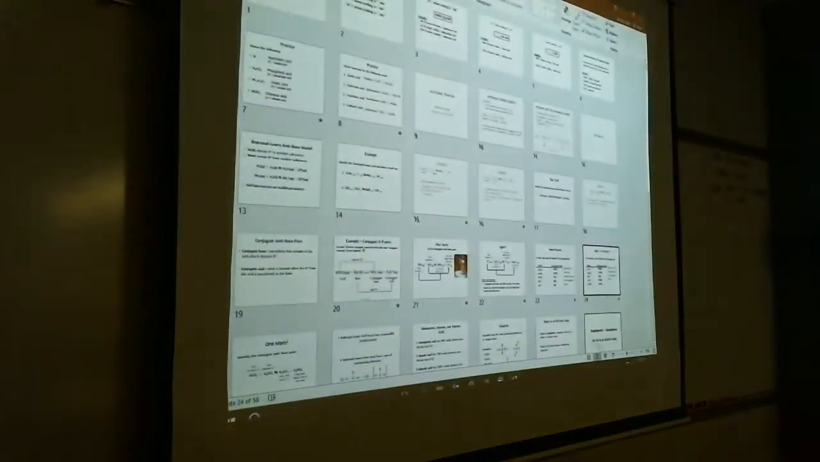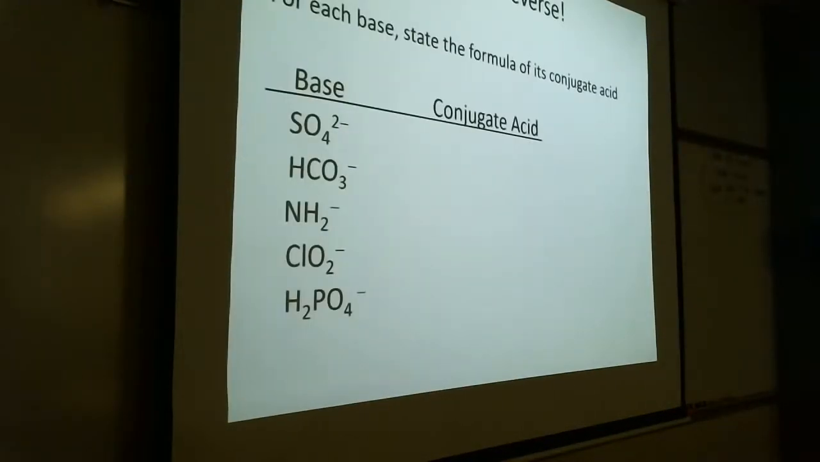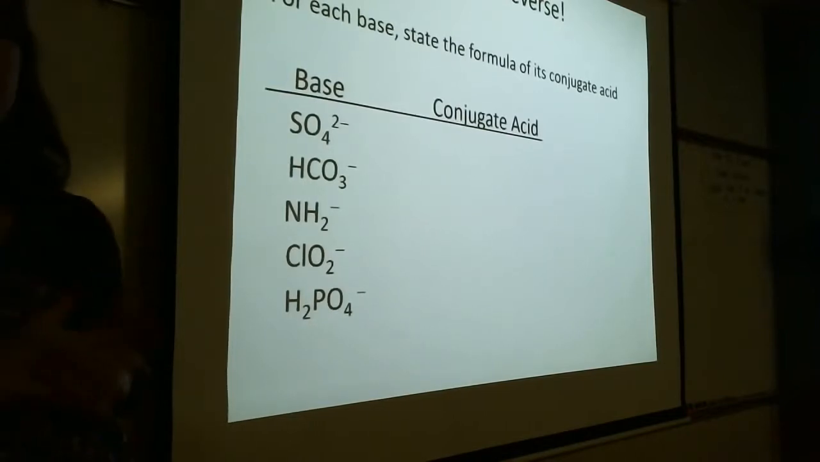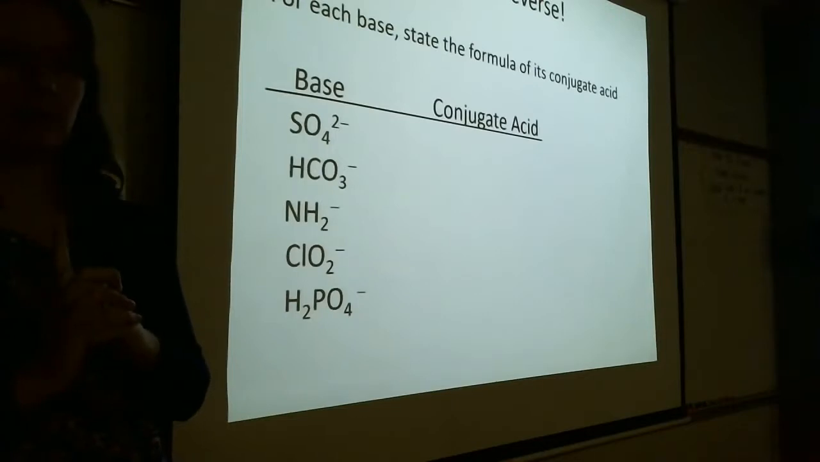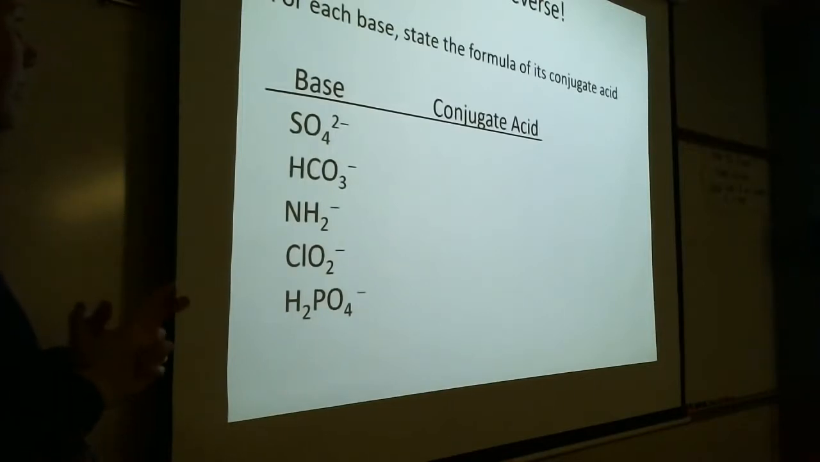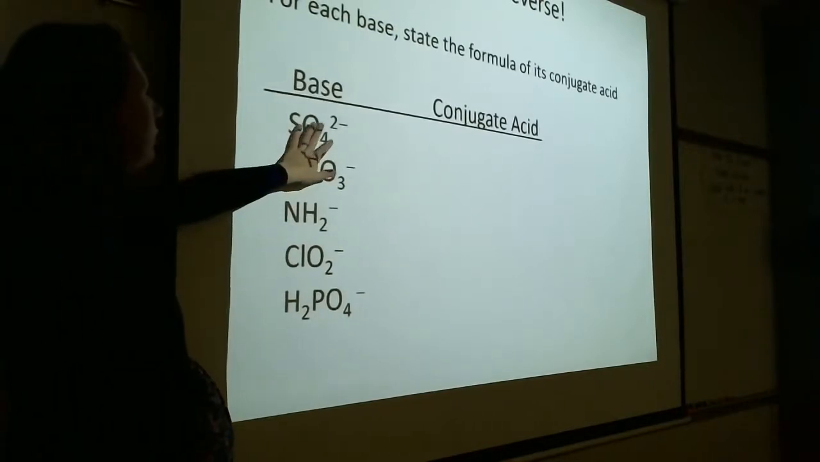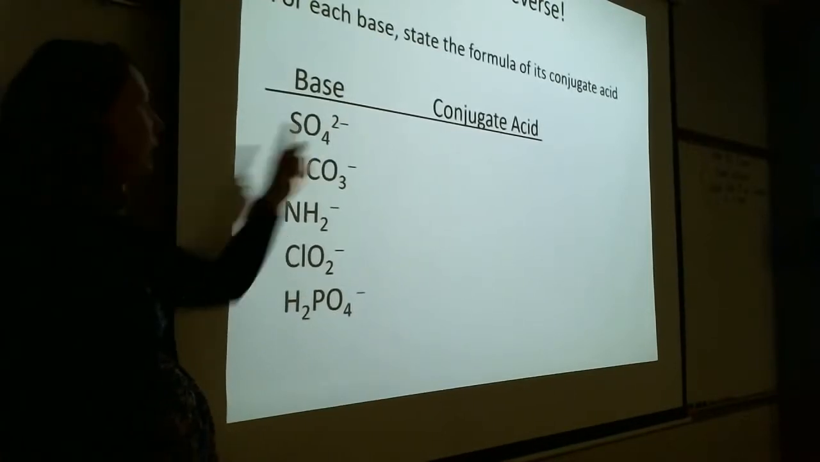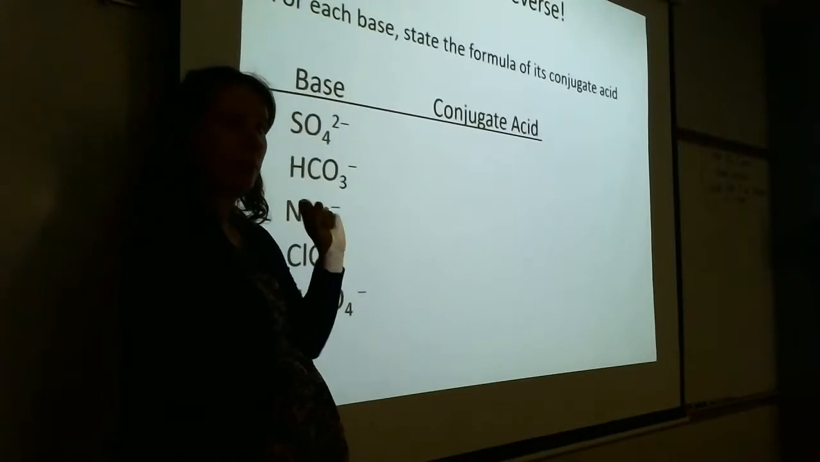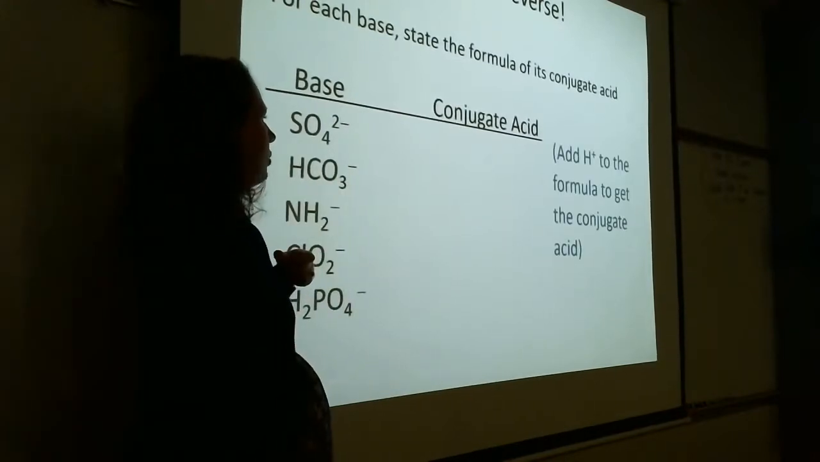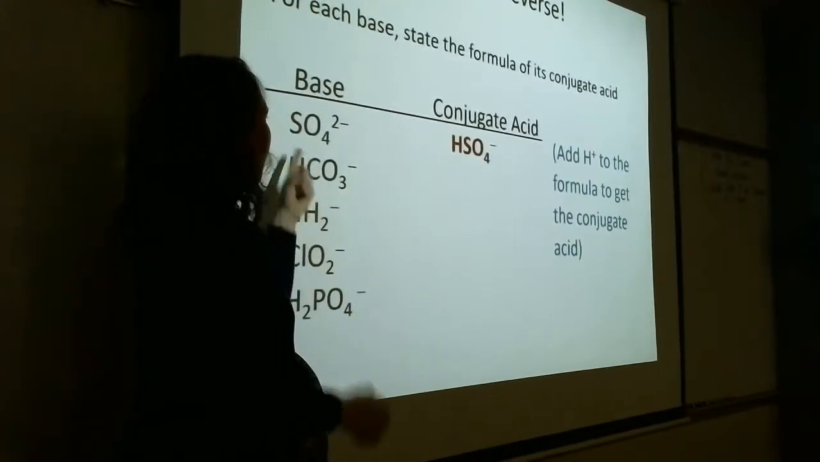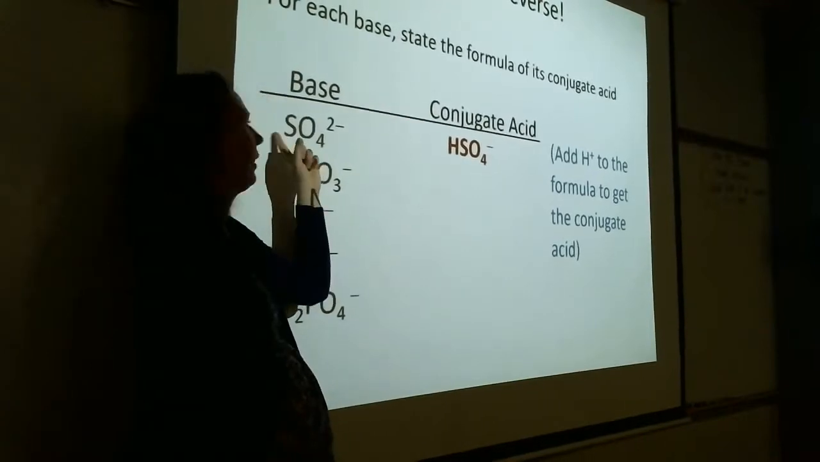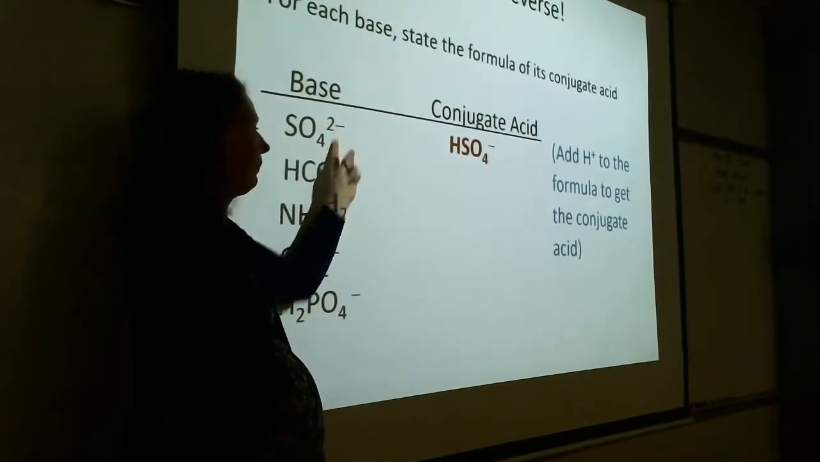All right, let's go over this one. So to turn a base into a conjugate acid, what are we doing now? Bases do what? Accept or donate? Accept. And so since they're accepting H plus, what do I do to the formula? You add an H, and what do you do to the charge? Increase it by 1, right? So we're adding H plus, so this will be HSO4 minus, right? Adding an H, charge goes up by 1.